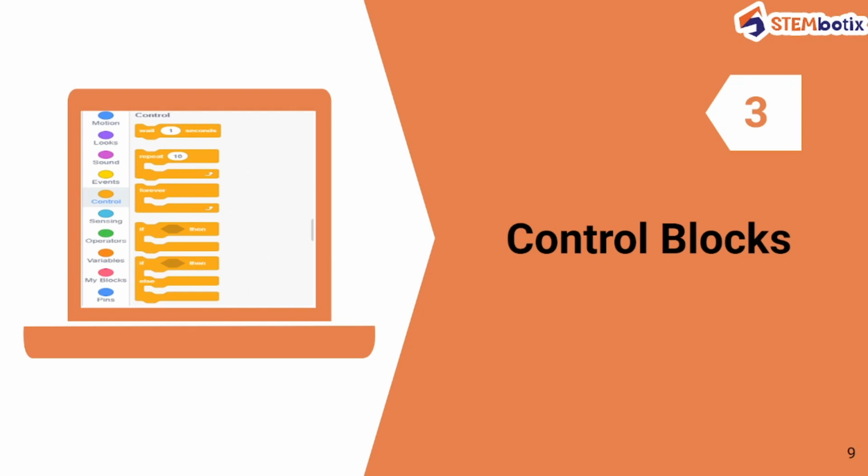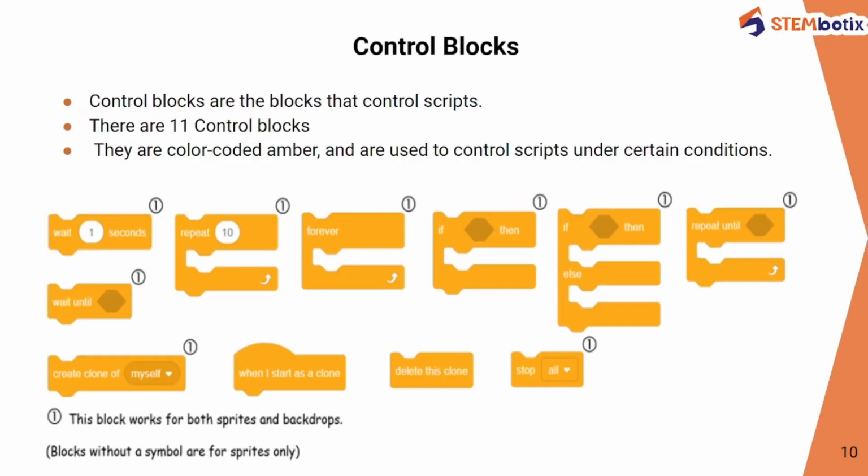Now the third section is control blocks. So these are the control blocks available in Scratch. Control blocks are the blocks that control the script. Means it controls how the script behaves. There are 11 different control blocks and they are color coded in orange and are used to control the script under certain conditions. Means when you want to add certain conditions such as if else or repeat until, you have this option to control your script in the section of control blocks.